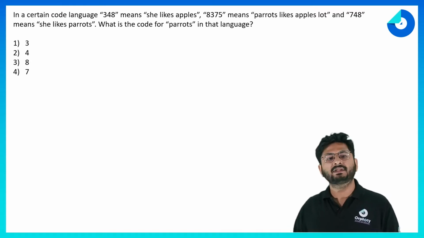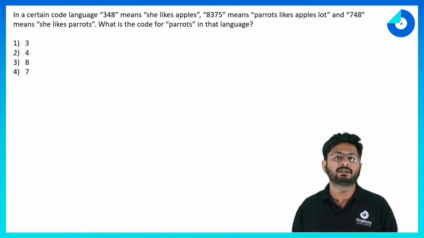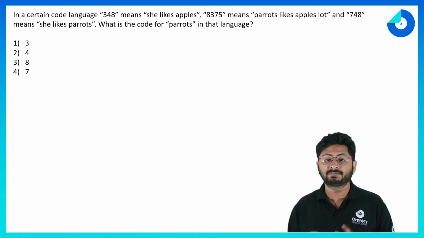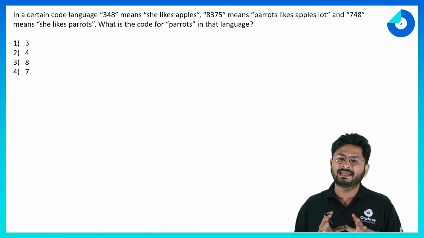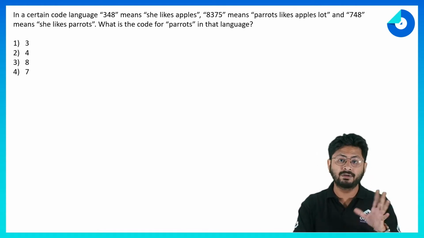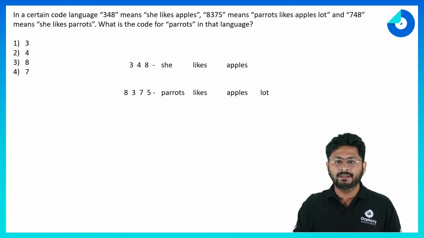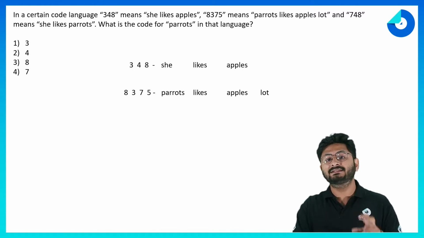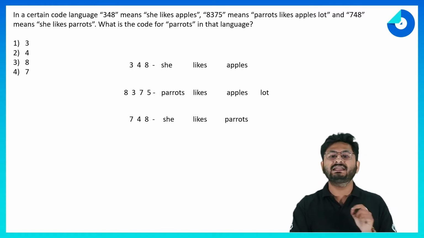Next question. Now, in a certain code language, 348 means she likes apple. 8375 means parrots like apples lot. 748 means she likes parrots. So अभी हमें ये देखना है what is the code for parrot in that particular language. तो पहले 348 she like apples. उसके बाद 8375 parrots likes apples lot, and the last one 748 she likes parrot.